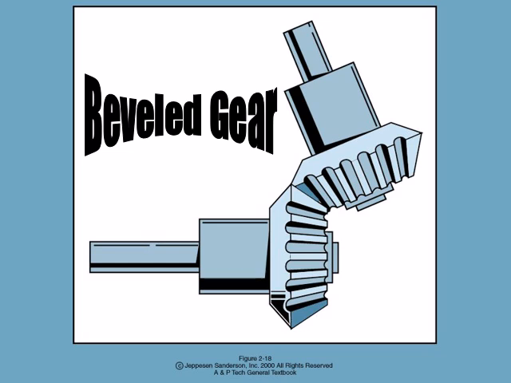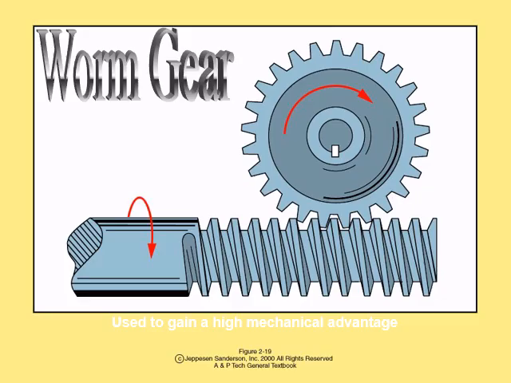Beveled gears change the direction of applied force, often by 90 degrees. These gears are widely used in aircraft components where rotation needs to be redirected, such as flap actuators and control surface interfaces. Worm gears provide a high mechanical advantage and allow for precise control. They're used where space is limited or where self-locking is beneficial, such as in flap and trim systems.